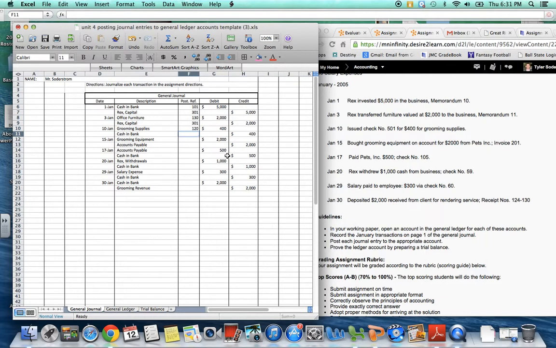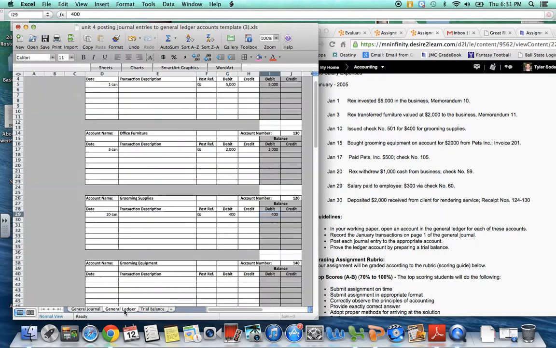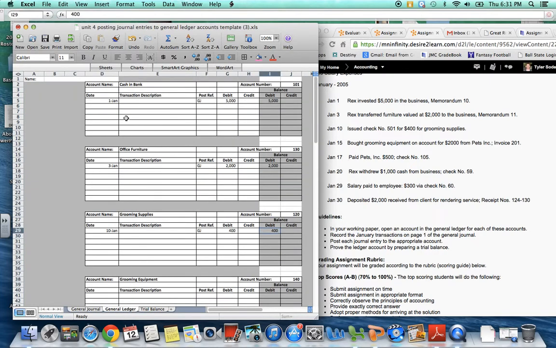Next, I have a $400 credit to Cash in Bank. So I'll go to my ledger. And this was on January 10th. Post reference is GJ. And I'm posting a $400 credit. Now on this one, I have a $5,000 debit balance, and I'm posting this $400 credit. Anytime that I have a debit balance and I'm crediting that account, that's going to decrease my balance.